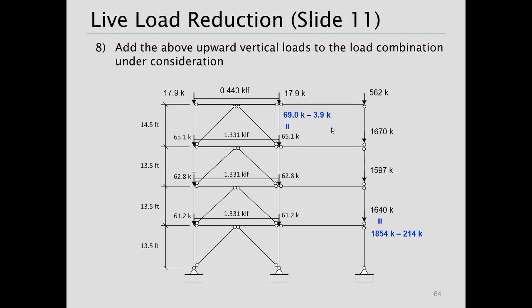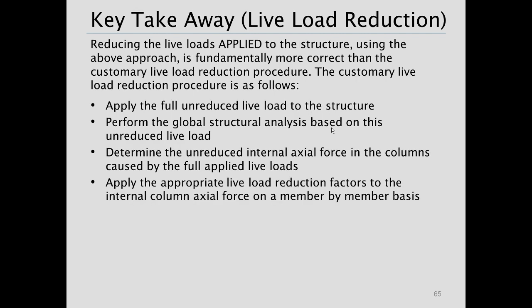Why go through all this? Well, actually the common procedure is one where we would apply the full unreduced live load to the structure. We would perform our global structural analysis based on this unreduced live load. We determine the unreduced internal axial force in the columns from the full applied live loads, and then as the last step before we go to the member design, we of course then apply our live load reduction factors.